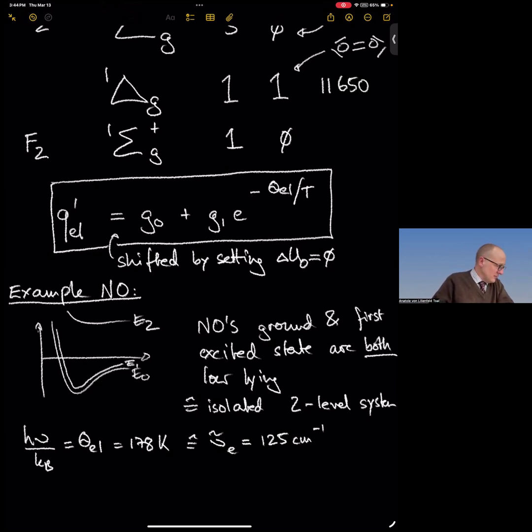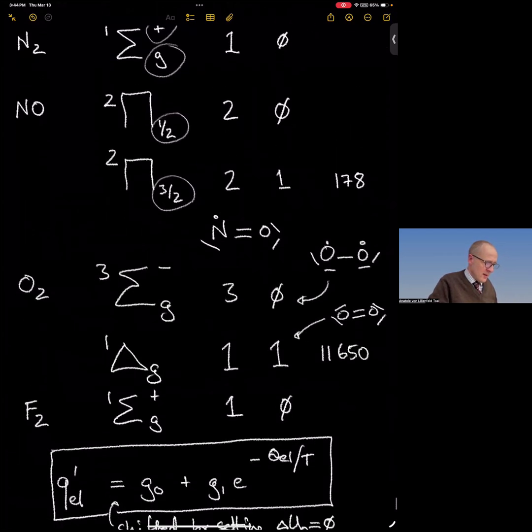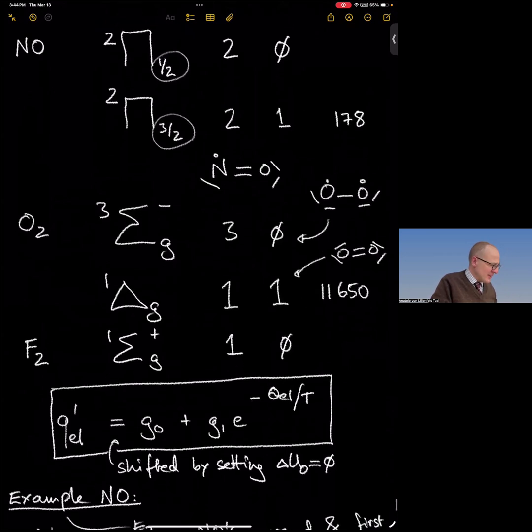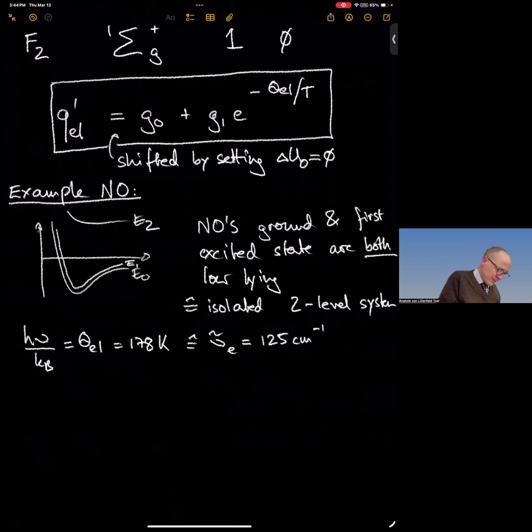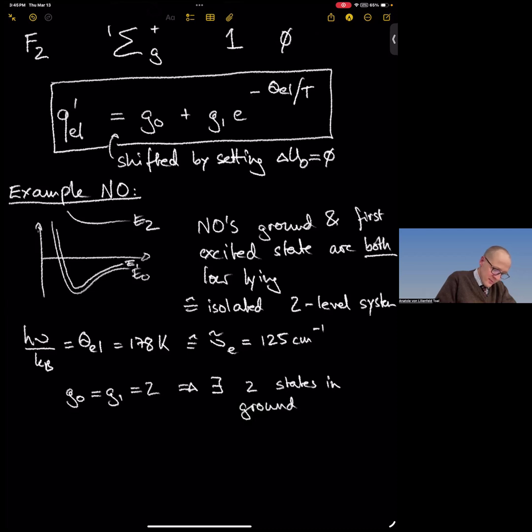Now, you have in both cases a degeneracy of 2, right? So g0 equals g1 equals 2. And that means there are 2 states in the ground state and 2 states in the excited state. Okay.